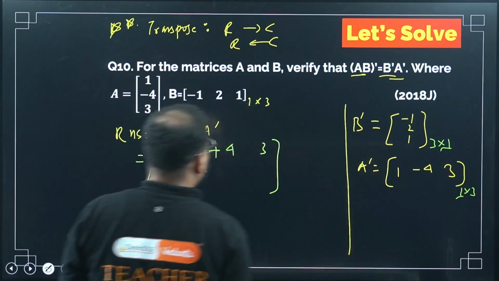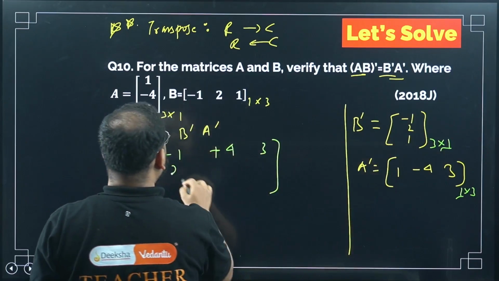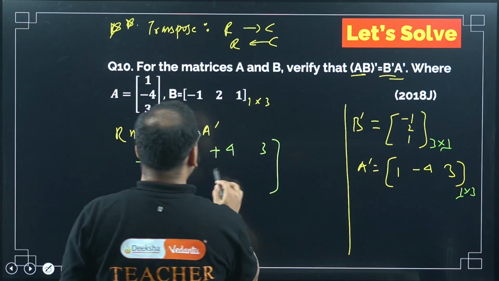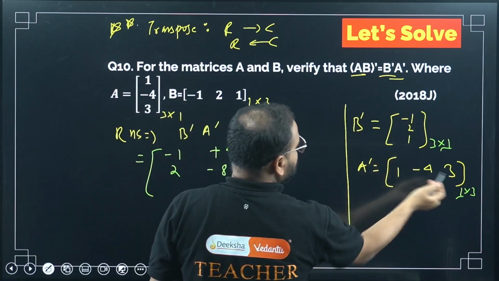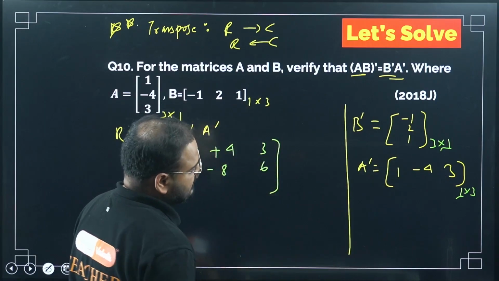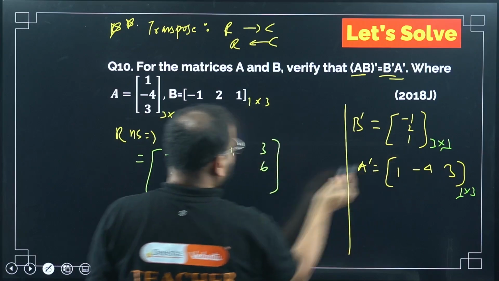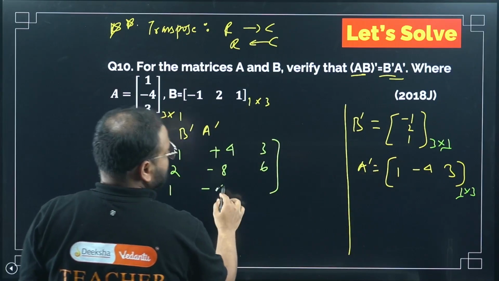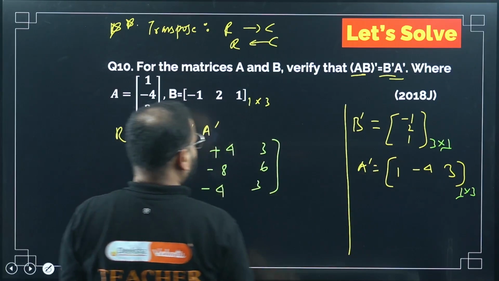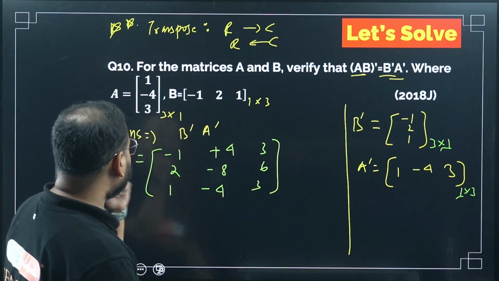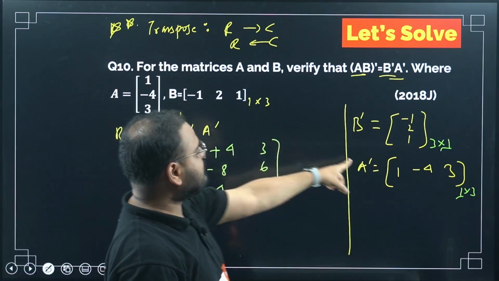Next we'll do for 2. So 2 with 1 will be simply 2. 2 with minus 4 will be simply minus 8. 2 with 3 will be 6. Again same will do with 1. So remain as it is. 1, minus 4 and 3. Okay. This is my B transpose times A transpose.